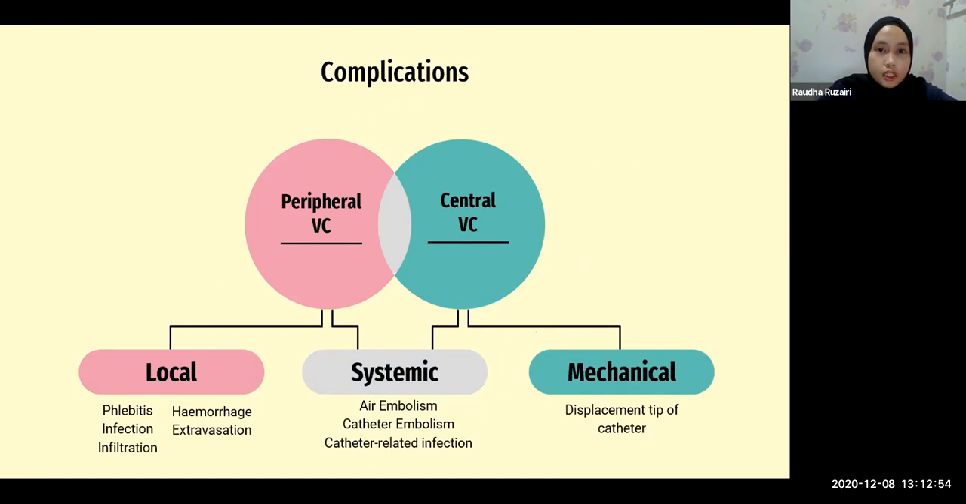And for the complications, we can classify peripheral venous catheter complications into local and systemic. For local, we have phlebitis. Phlebitis is the inflammation of the vein's inner lining, that is the tunica intima. We overcome it by immediately removing the cannula and elevating the arm or applying a warm compress. For infection, there will be purulent drainage from the site, and usually it will be noticed 2 to 3 days after an intravenous site is started.